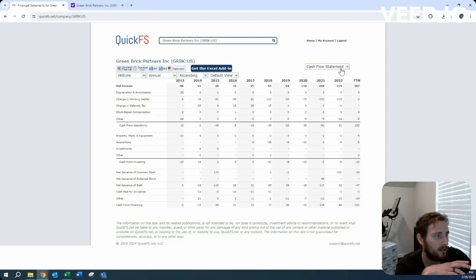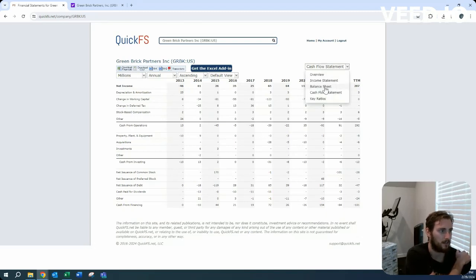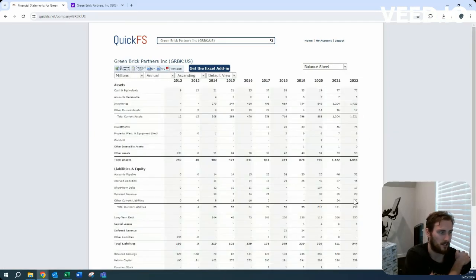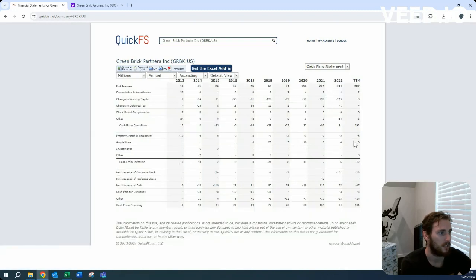Free cash flow is not as attractive. Obviously, rolling 12, we're looking pretty good at $287 million. But if you look at a five-year average, we're barely positive here. So that's interesting. Debt situation: $77 million cash on hand with $17 million short-term debt and $350 million long-term debt.